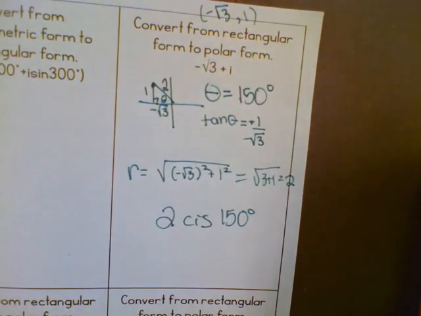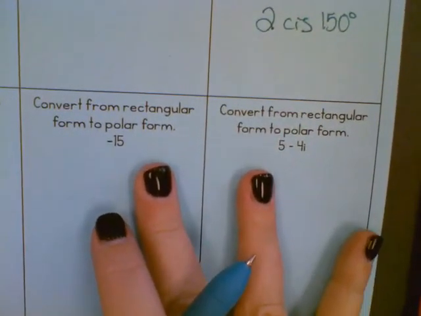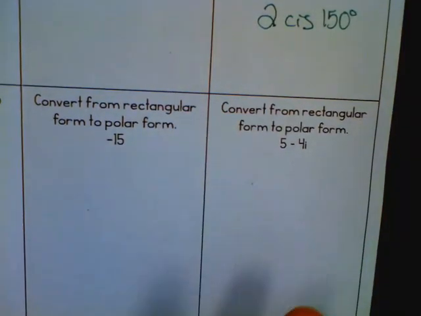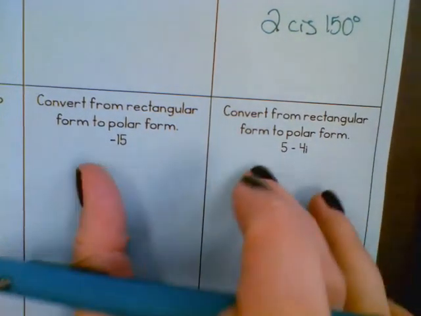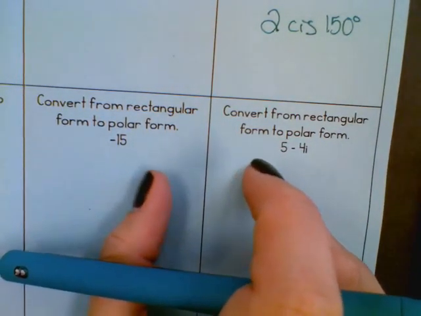So why don't you go ahead and pause and try the 2 at the bottom down here, and then I will show you how to go backwards and start with cis and turn that into the a plus bi. So go ahead and pause and do these 2 right now. I know you haven't paused it. Pause it.